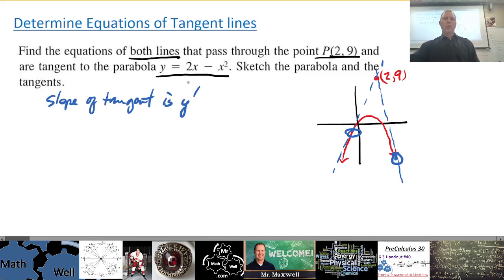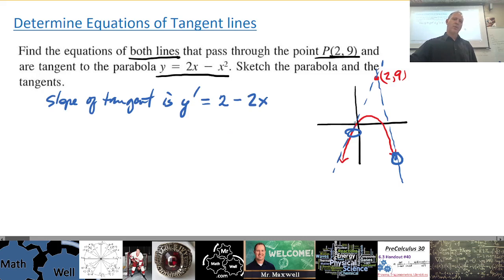We have to put this puzzle together. So y prime is going to be what? 2 minus what? Minus 2x. Are you good with that? 2 minus 2x? That's the expression of the slope of the tangent. Okay, this is the expression.